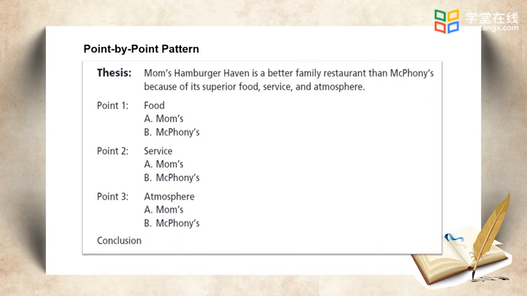Now, let's take a look at an example of the point-by-point pattern. From the outline here, we can tell that it is a contrast essay talking about the differences between 2 restaurants, Mom's Hamburger Haven and Mike Foley's. There are 3 points under discussion, 3 differences. When each point is introduced, Mom's is explained first and then Mike Foley's. In the discussion of all the 3 points, the same order is followed.